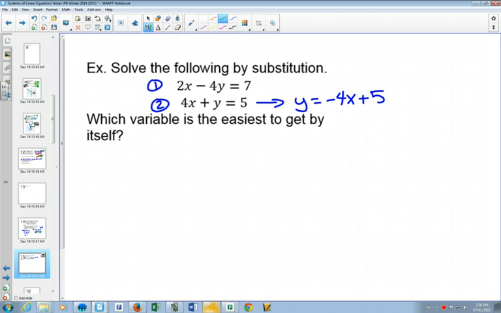Okay. So for the homework last night, we were supposed to do guess and checking and graphing.